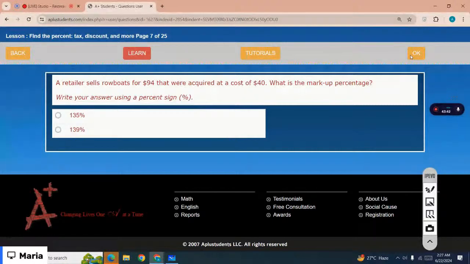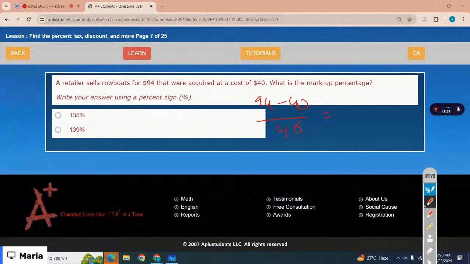That is, you have to calculate the markup percentage, right? The original cost is $40, and now that is for the 94. So 94 minus 40, divided by 40.